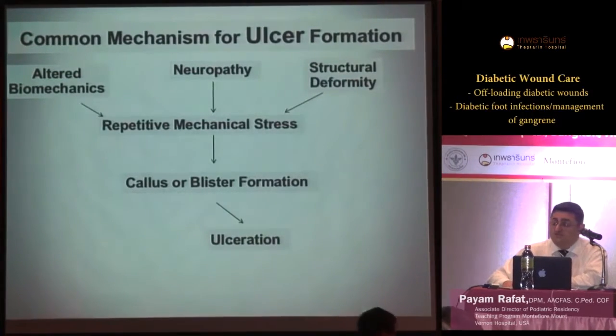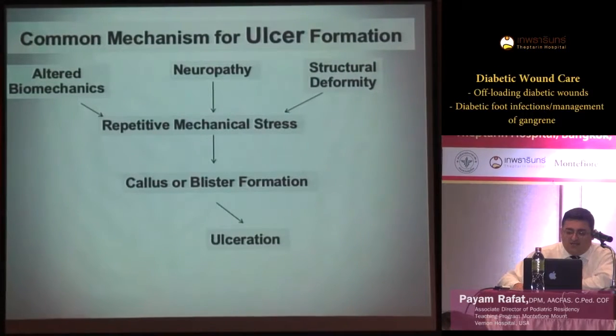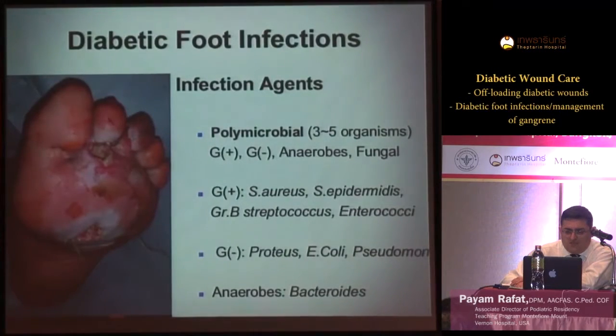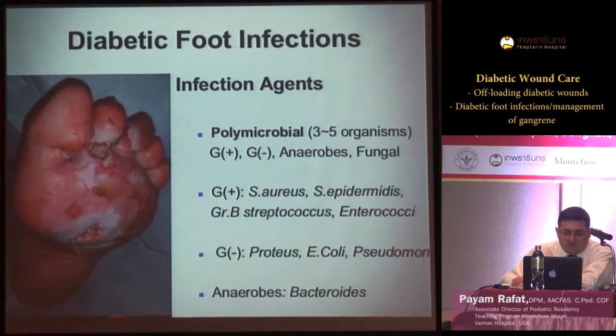So common mechanisms for ulcer formation include altered biomechanics combined with neuropathy and surgical structural deformity. When you combine these, you have increased risk for repetitive mechanical stress resulting in callus or blister formation, leading to potential ulcerations. Most diabetic foot infections tend to be polymicrobial, meaning that they're usually not just one organism. There's multiple ones involved.